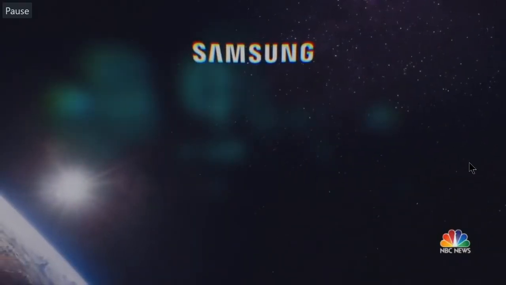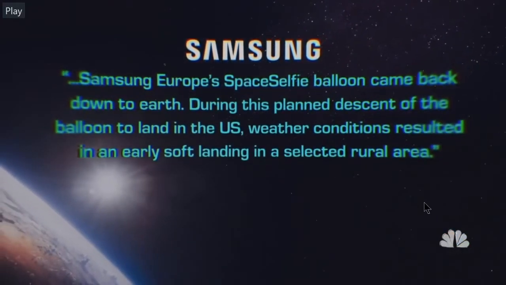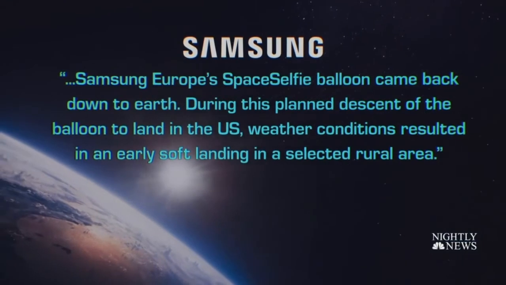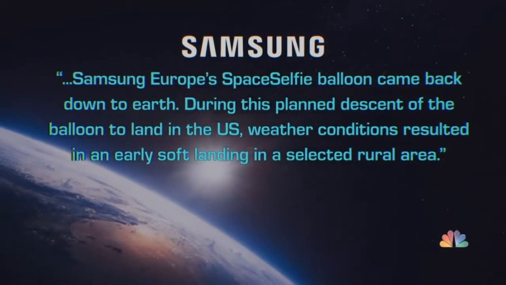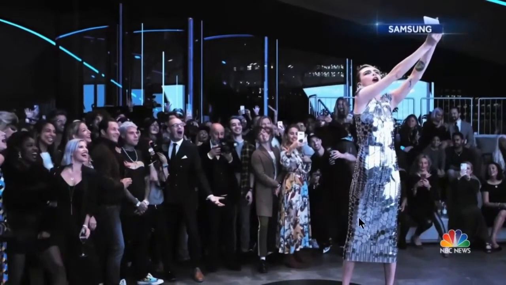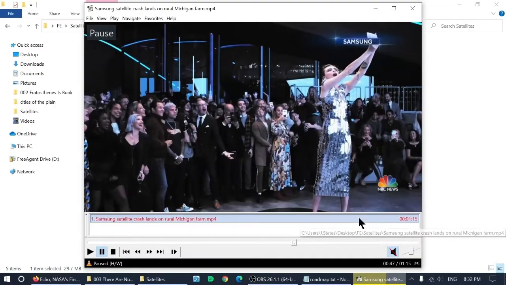Space selfie, it's called. Now watch this very carefully. Samsung Europe's space selfie balloon came back down to Earth. And here's the story. During this planned descent of the balloon to land in the U.S., weather conditions resulted in an early soft landing in a selected rural area. And then this is obviously CG or fabricated footage or what have you.